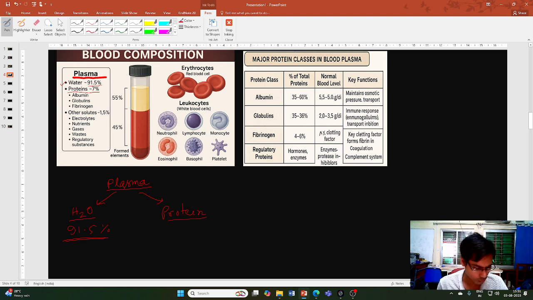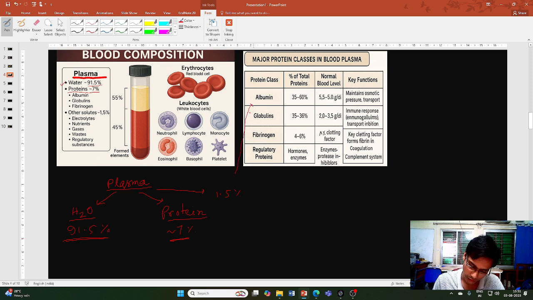So proteins are important. Which types of proteins are there? You can see in the figure: albumin is there, globulin is there, and fibrinogen is there. Other solutes are also present: electrolytes, nutrients, gases, wastes, and regulatory substances. All of these are the other solutes, about 1.5%, and proteins are about 7%. So the major component is water, then proteins, and the other solutes. Now we will go through the proteins.